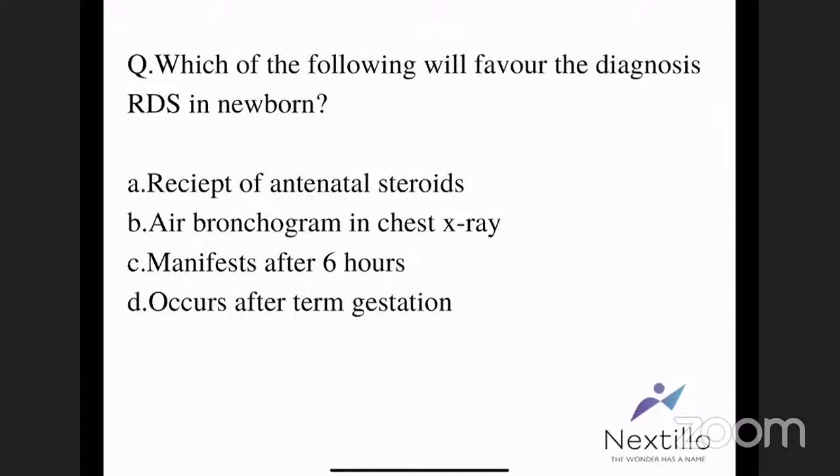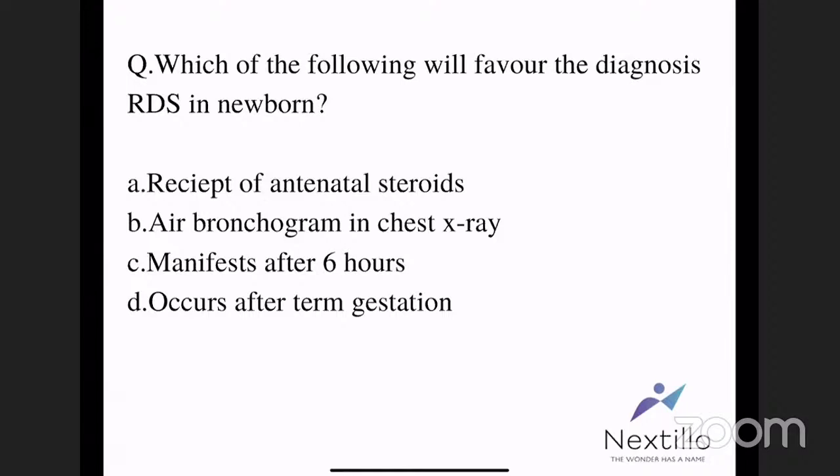Okay. So the first question is, which of the following will favor the diagnosis of respiratory distress syndrome in a newborn? Choice A, receipt of antenatal steroids. Choice B, air bronchogram in chest X-ray. Choice C, it manifests after 6 hours. And choice D, it occurs after term gestation. Which of the following will favor a diagnosis of respiratory distress syndrome in newborn?